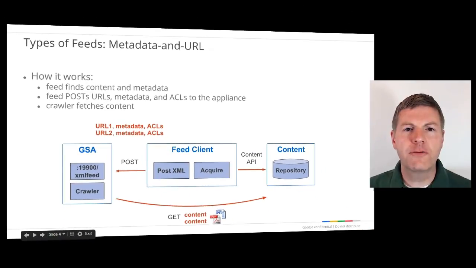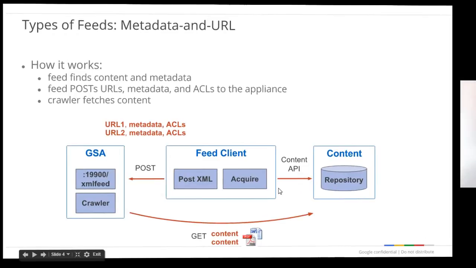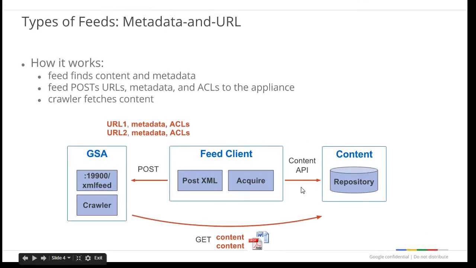There are two common feed types. The first is called a Metadata-and-URL feed. This feed builds a list of URLs and provides metadata for each URL. The GSA will crawl the URLs and associate the metadata with those URLs as if it had been in the documents themselves. Many content management systems store metadata in a database. This type of feed will let you provide that metadata to the GSA.